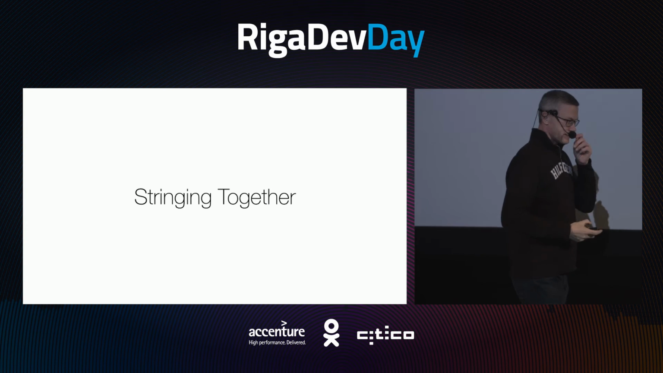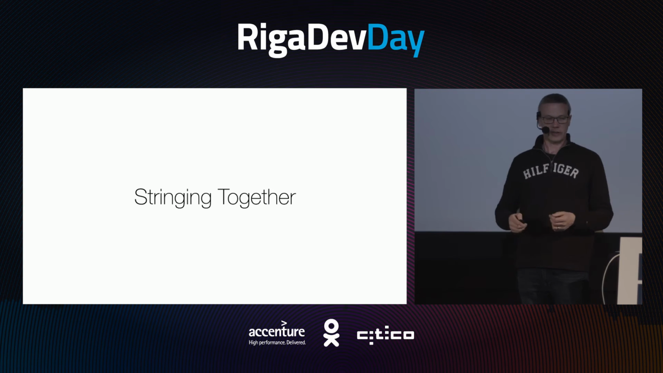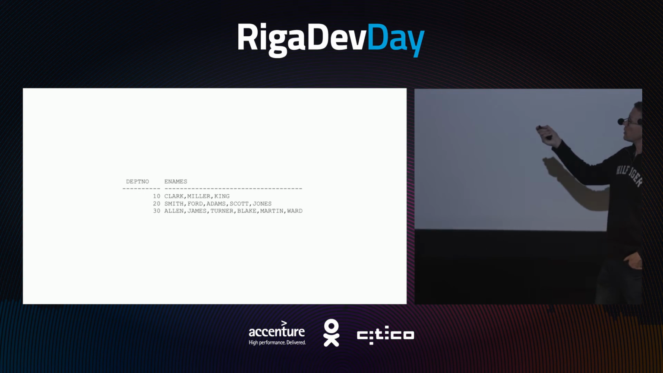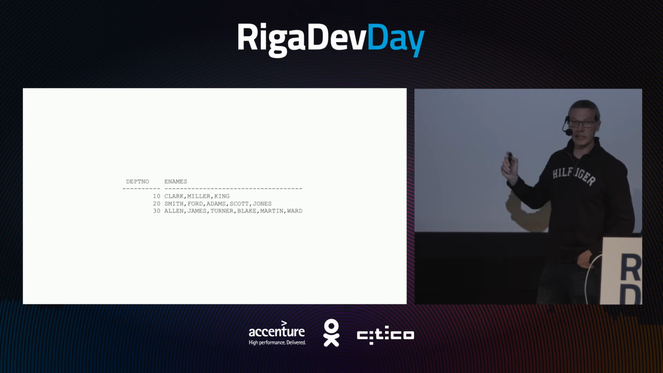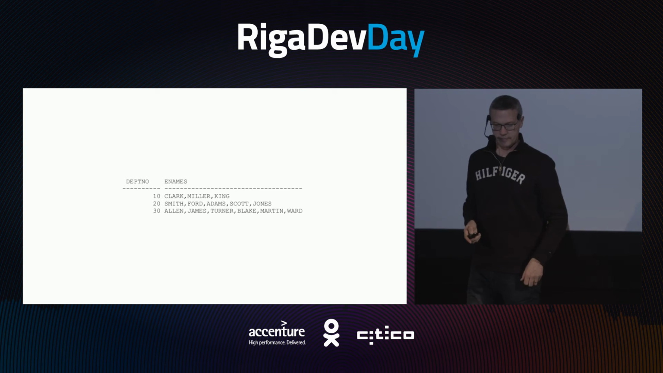A common request from some people is, how do you string your data together? Like get an output where for department 10, you get Clark, Miller, King, comma separated. That's always a common request. How do you go about that?